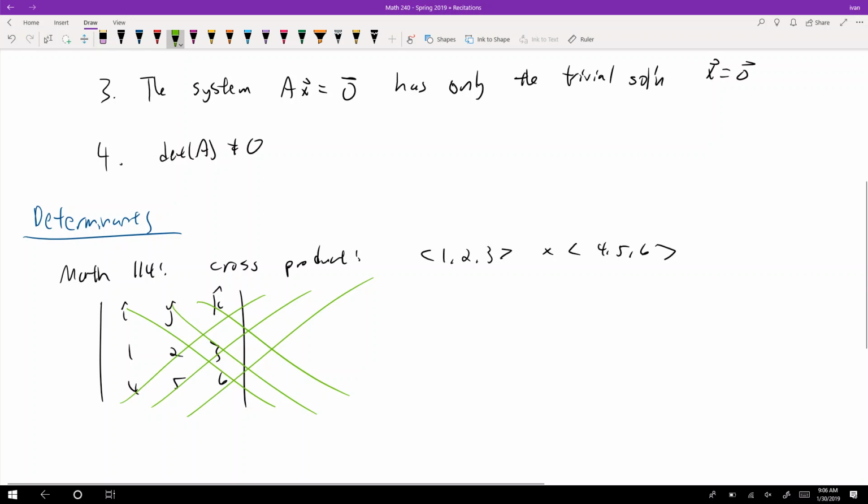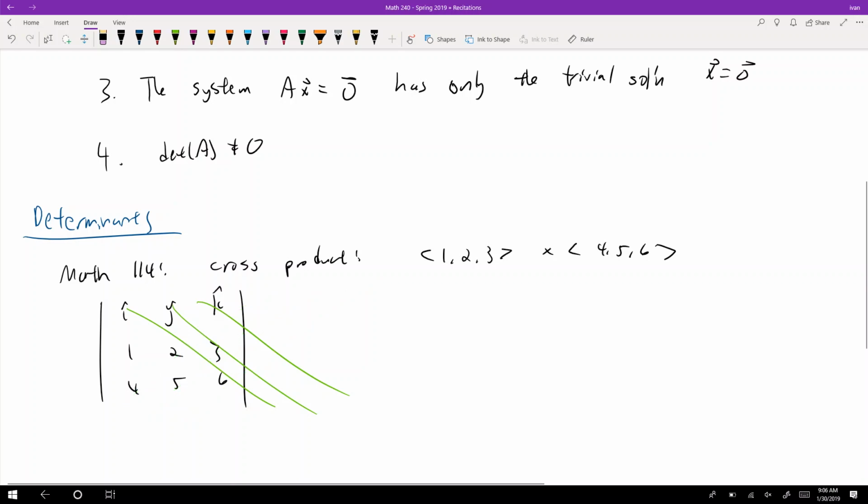Just one heads up, don't ever do this in 240. Just don't. The reason is because this diagonal line method only works on a 3x3 matrix. So if we give you a 4x4 and you do this, you're just going to get a 0 because it makes no sense. So this method is off the table.